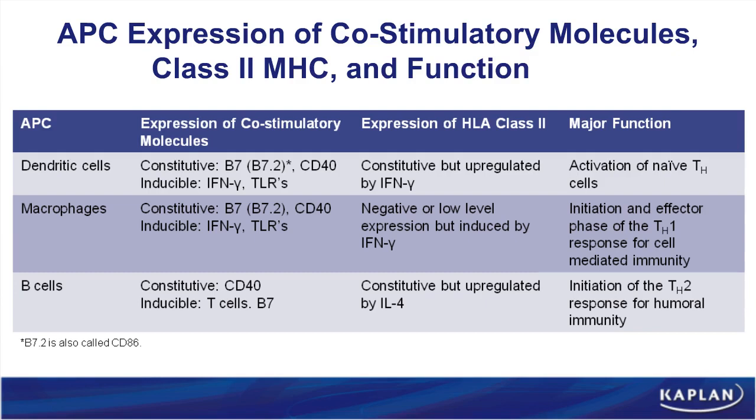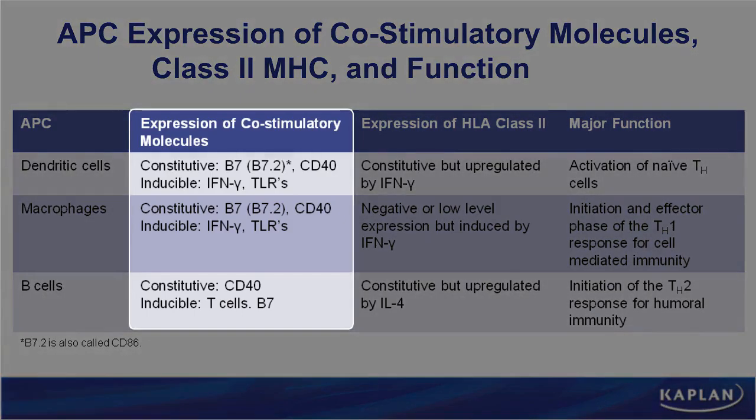This table helps to summarize the different antigen-presenting cells, looking at the different co-stimulatory molecules that they express, their expression of class 2 MHC, and sort of the major function. Some of the co-stimulatory molecules that we're going to be talking about in upcoming chapters include B7, which binds to CD28 on T cells, and also CD40, which binds to CD40 ligand on T cells. So those are known as co-stimulatory molecules, and those are going to become much more important when we talk about activation of cells in the next chapter.